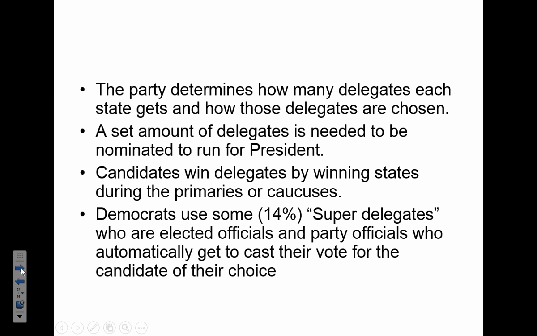The only time this matters is early on. Political junkies like myself, when we're watching this stuff, say, oh, he's got so many delegates. But in reality, after everyone's dropped out, it becomes completely unimportant. I've never seen a superdelegate vote matter.